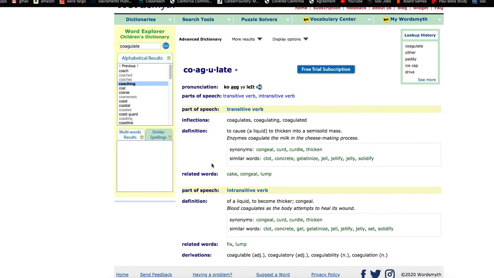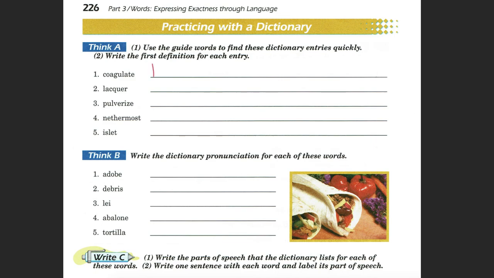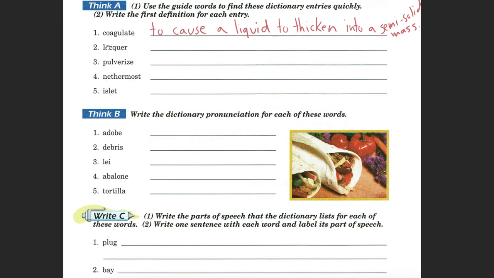Our worksheet only wants the first definition, so I'm going to write this one down: to cause a liquid to thicken into a semi-solid mass. Make sure you write smaller so that you don't have to write like this. There isn't a lot of space here, so you've got to write small. Then do the same thing for lacquer, pulverize, nethermost, and islet.